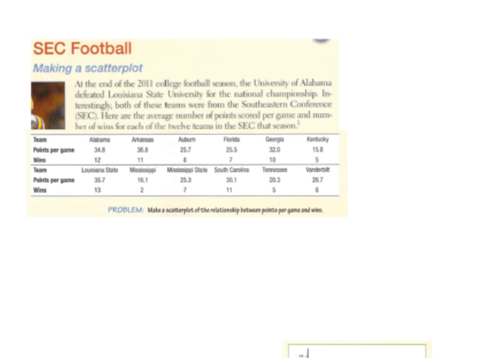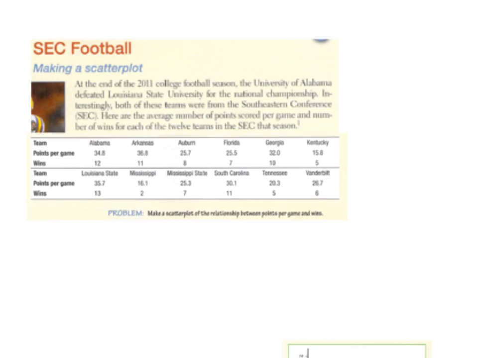So at the end of the 2011 college football season, the University of Alabama defeated Louisiana State University for the national championship. Interestingly, both of these teams were from the Southeastern Conference. Here are the average number of points scored per game and number of wins for each of the 12 teams in the SEC that season. So we've got two quantitative variables here, two measurable variables. We have points per game, and then we have wins. Okay, so both of those are forms of measurement.